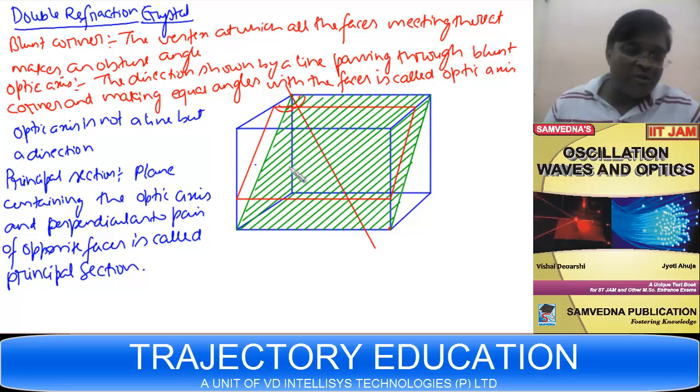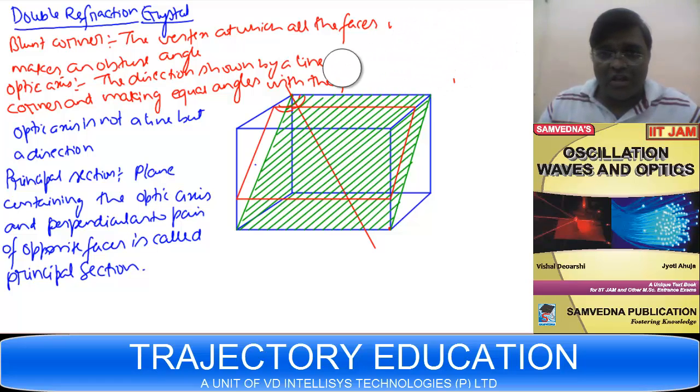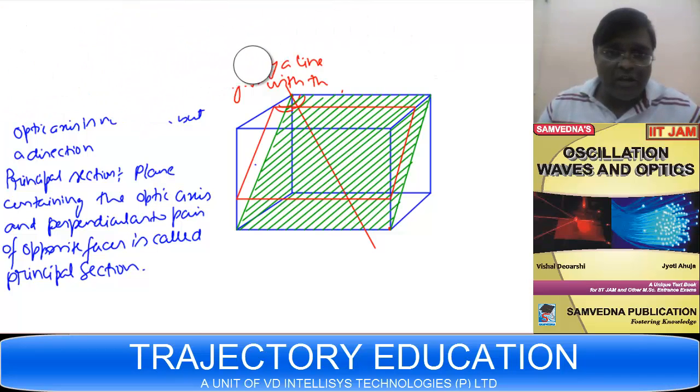So any plane which is parallel to the shaded plane is also a principal section, right? Now, what's the importance of principal section? Why is principal section so important? I'll tell you why principal sections are so important.